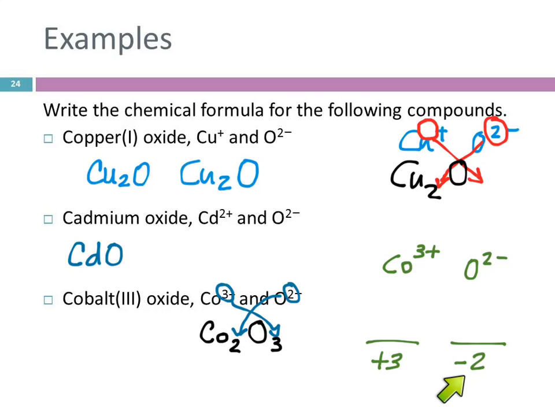This one's too small. So I need another oxygen. I can't change the charges. So now I've got -2 and -2, and that adds up to -4. Now I've got too many negative charges. I can't have half of an ion, though. The only thing I can do is add more positives. So I could put another cobalt over there. And now I've got +6.